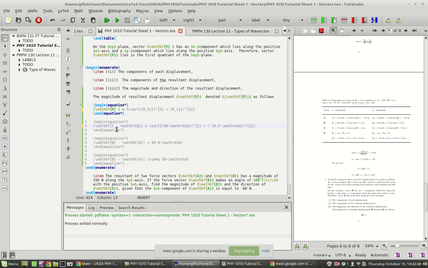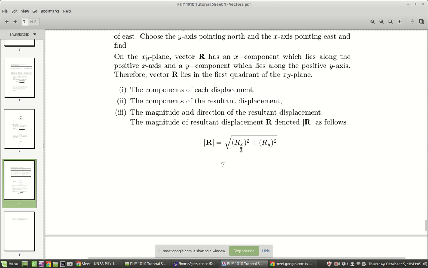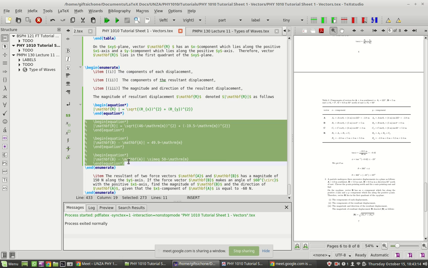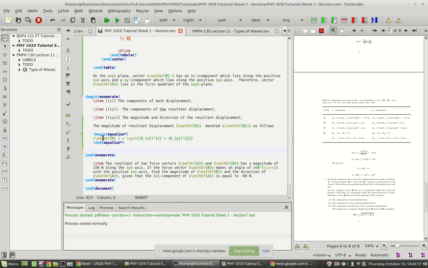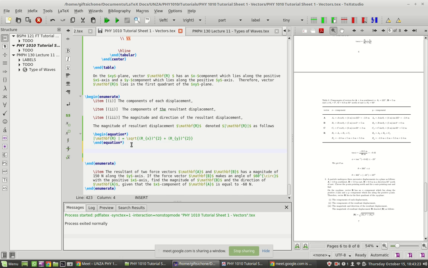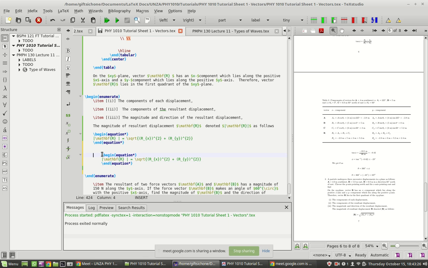Okay. Rx squared plus Ry squared, and then the square root. Rx squared plus Ry squared. Is that clear? Yes, that is correct. So if you look at the table, we need Rx and Ry. Then we square them. Just a minute, I'll show the table.